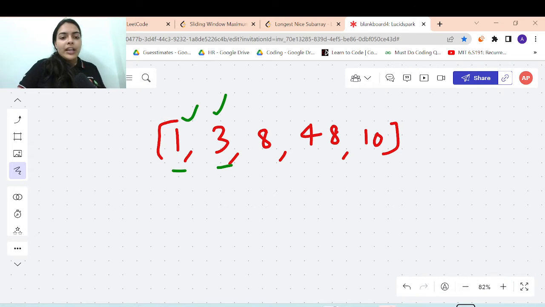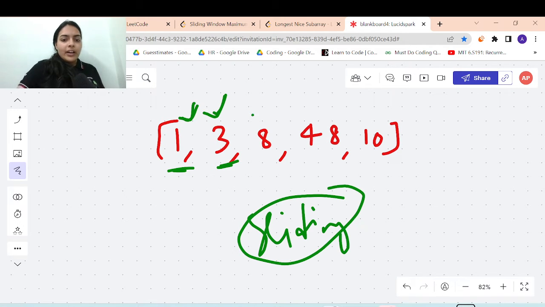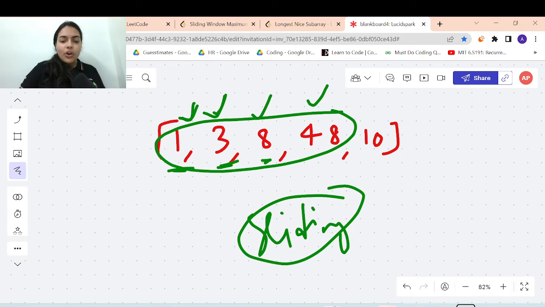For example, I am taking 1 and 3. I don't know if these two have an AND of 0 or not, I am just saying, let's say 1 and 3 satisfy the condition. I am just explaining the sliding window technique, okay? Let's say 8 also satisfies the condition. Let's say you see element 48, which if you include in the sliding window, will not satisfy the condition.